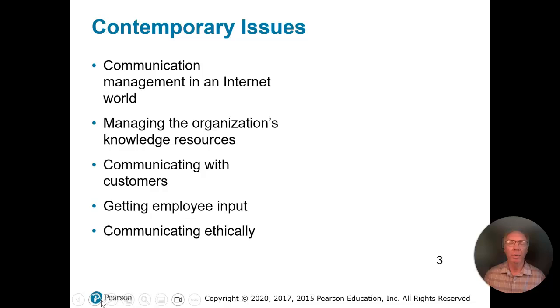Get employee input. Ask them what the communication is like, if they're satisfied with the communication. One of the things that I've talked about a couple times during the course is that the number one issue that I've heard with employees is communication in the workplace. They don't feel like there has been enough communication for them to know what's going on in the workplace. So that's some of the things to ask them, and of course communicate ethically. I think you have a pretty good idea what that is. Just don't offend anyone. Just be straight with your communication, and you'll be fine.